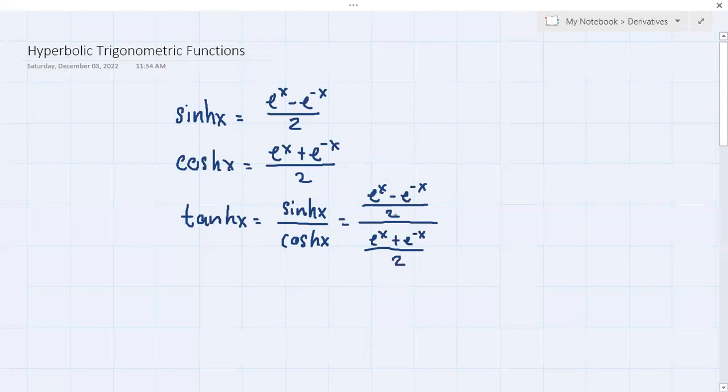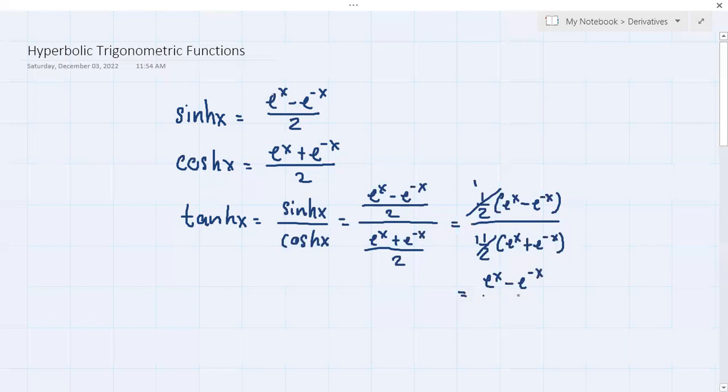Okay? So in here, pwede ko itong i-simplify. Since on the numerator, meron tayong all over 2, di ba? Which is just the same as 1/2 of e raised to x minus e raised to negative x all over 1/2 of e raised to x plus e raised to negative x. We can cancel 1/2 on both sides. Magiging 1 na lang to. So hence, tangent hx is just the same as e raised to x minus e raised to negative x all over e raised to x plus e raised to negative x. So that is tangent hx siya.